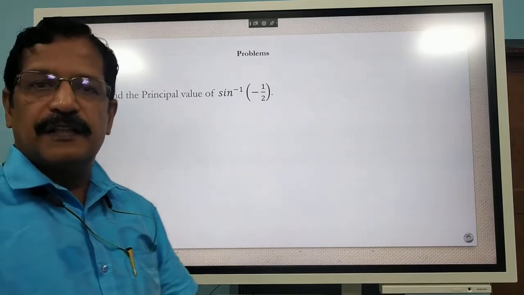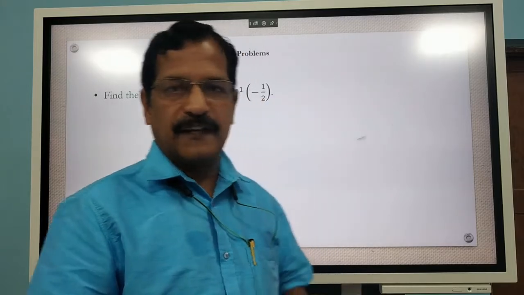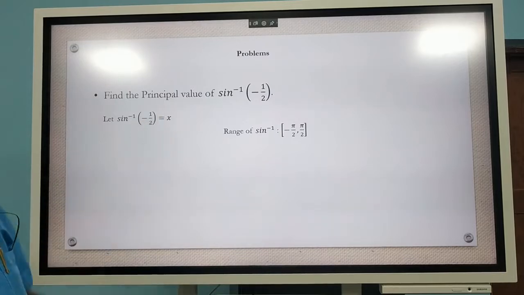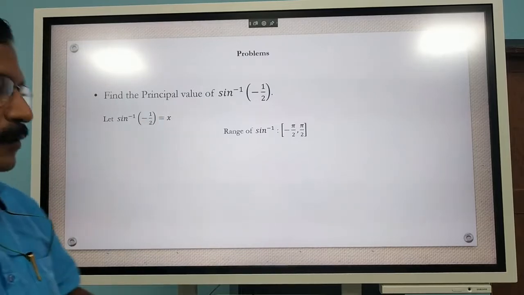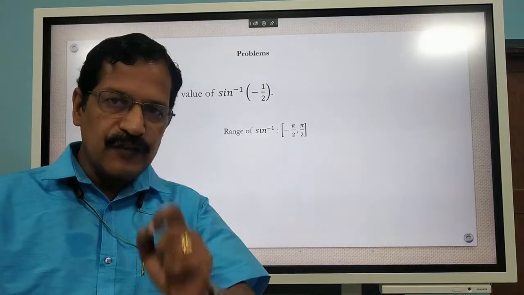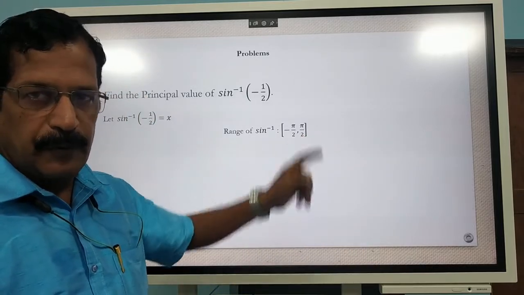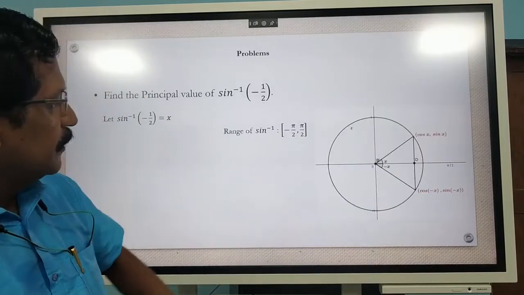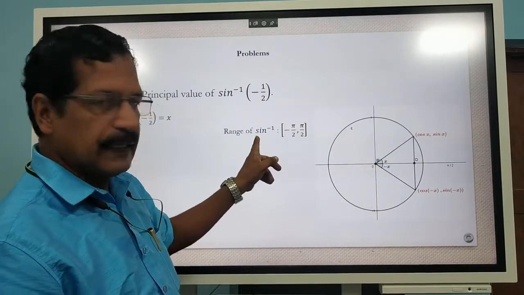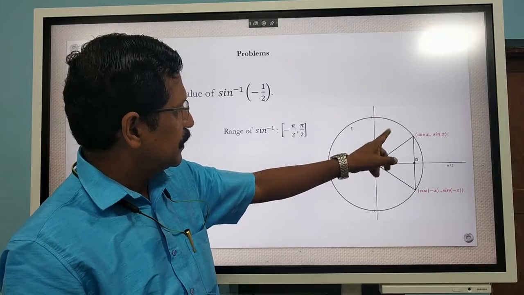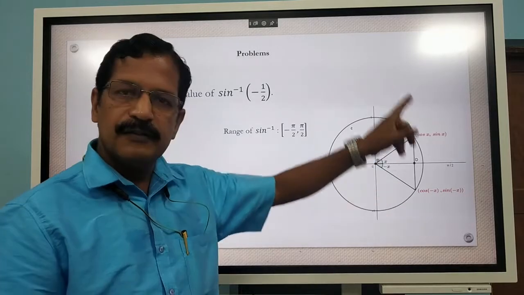Let us assume that sine inverse minus 1 by 2 is equal to some x. But we know that the range of sine inverse is the closed interval minus pi by 2 to pi by 2. That is, the range of sine inverse lies in the first quadrant and the fourth quadrant.